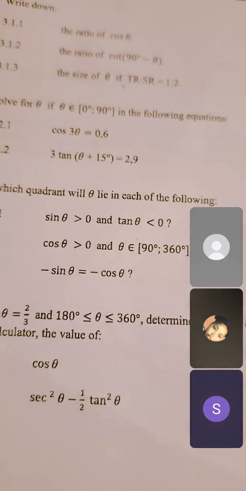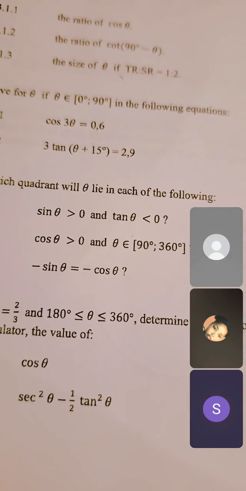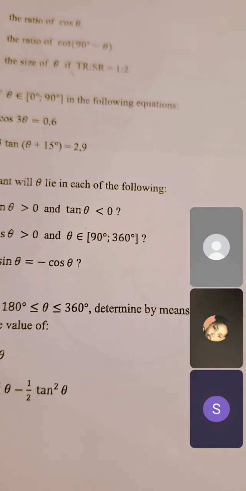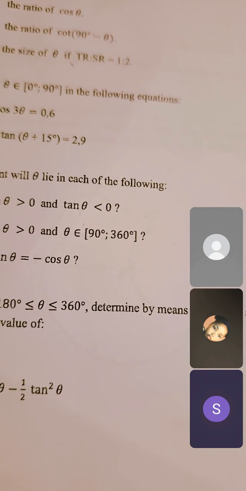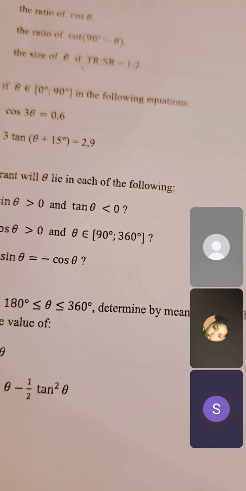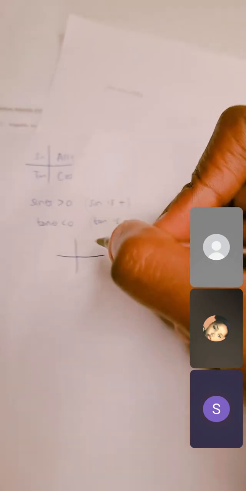So if we come here, what does this mean? Sine theta is greater than 0. It means sine is positive. Then what does this mean? Tan theta is less than 0. Tan is negative. Okay, are we all registering this? Yes, sir. Okay, now which quadrants reflect sine being positive? The first one, or the first and the second.